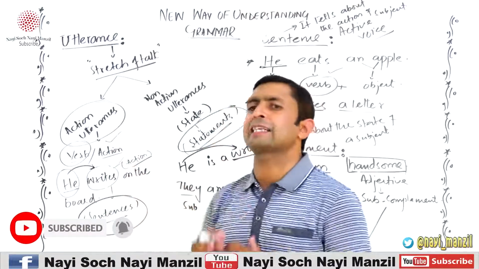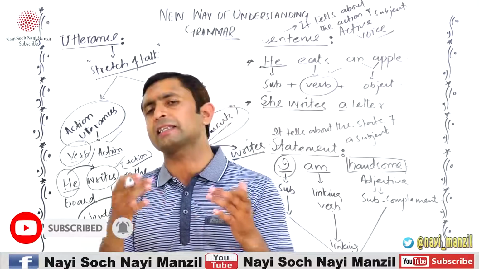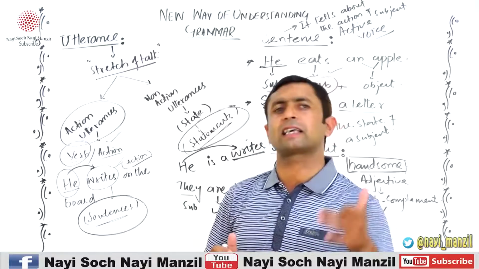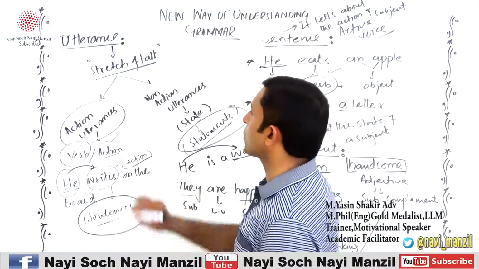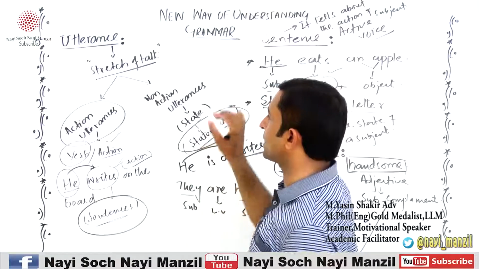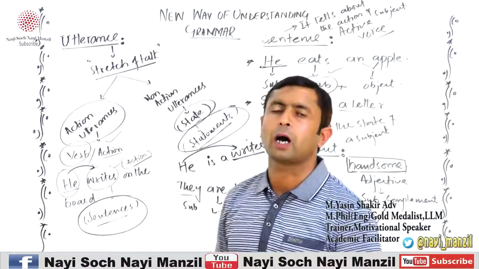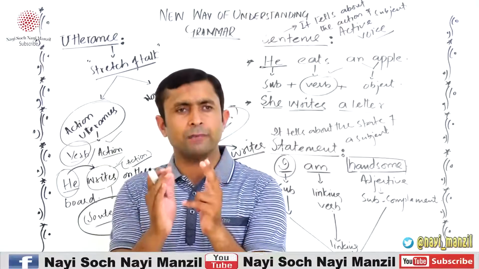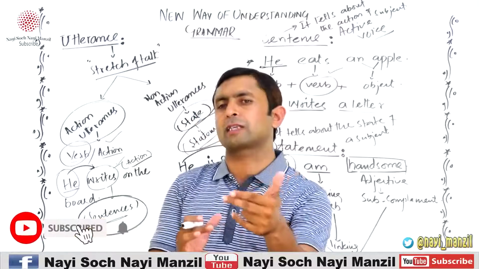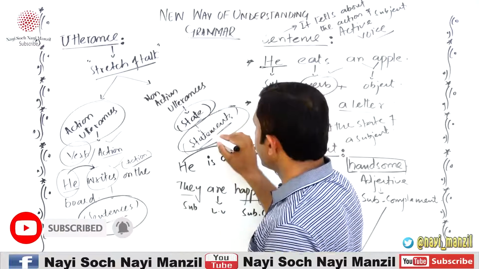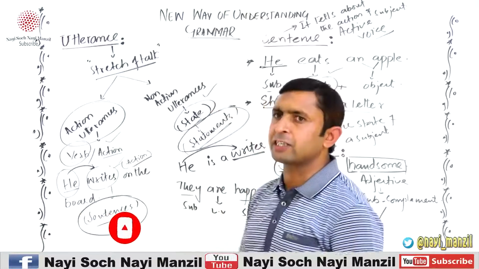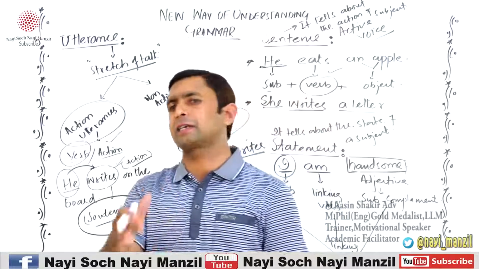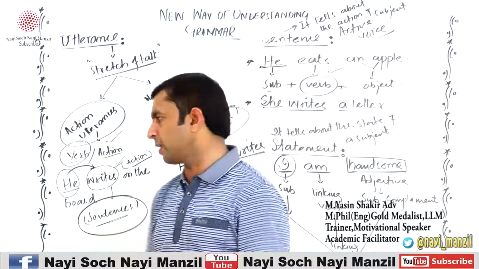Now, if there is an utterance, and in that utterance there is an action, it is categorized as a sentence. But if there is a non-action utterance, it just tells about the state of the subject or the doer or the actioner, the head word that leads the utterance. When there is just a state, it is termed a statement, because it tells about the state of the subject or the doer.